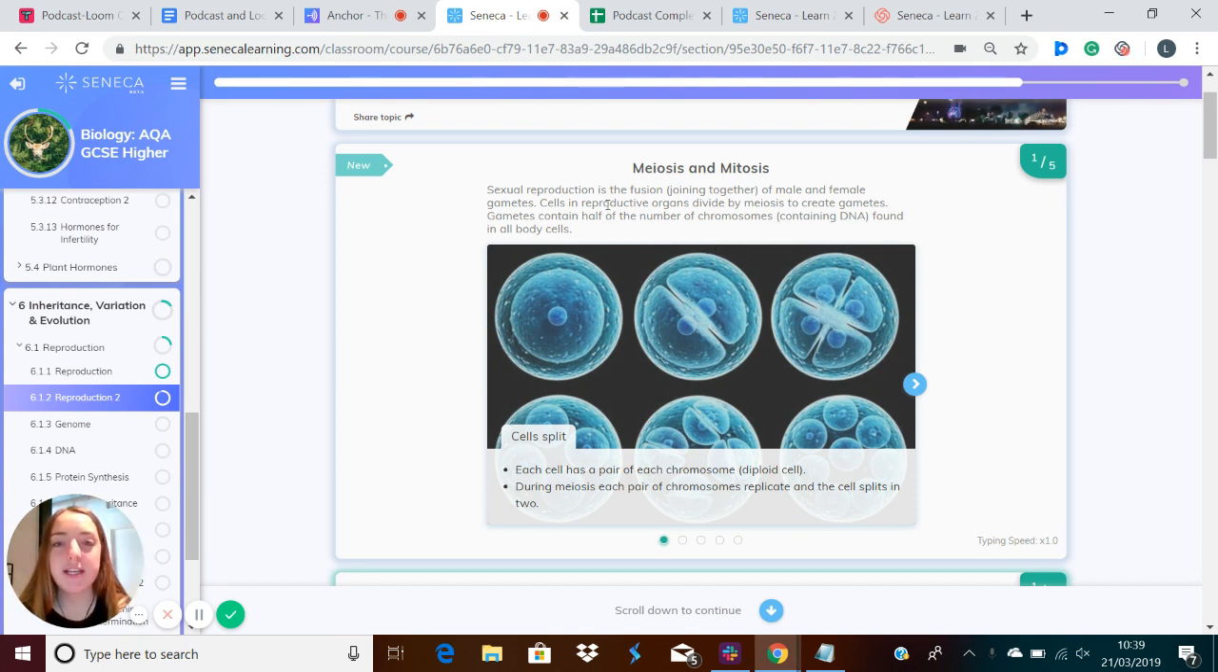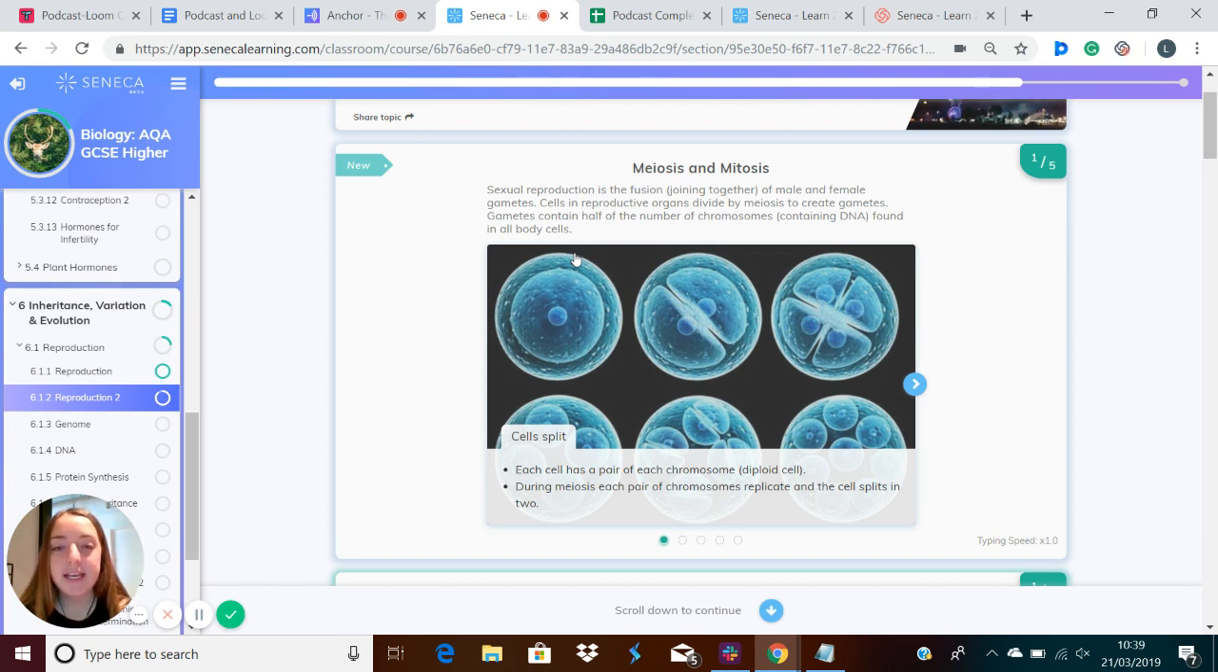Sexual reproduction is the fusion of male and female gametes. Cells and reproductive organs divide by meiosis to create these gametes, and gametes contain half the number of chromosomes found in all body cells. So, each cell has a pair of chromosomes. So this is known as a diploid cell. So diploid cells have a full set of chromosomes, so 2 copies of each one.